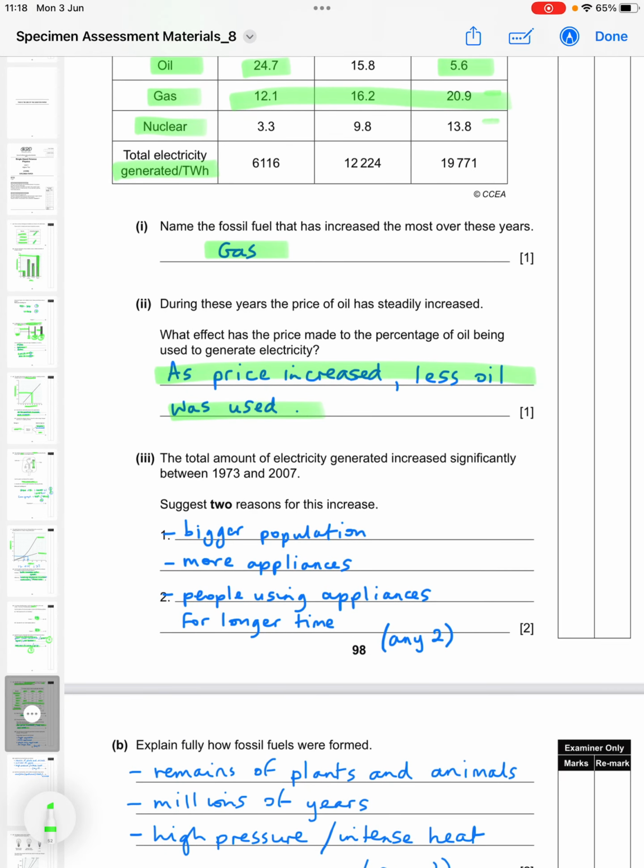And it says the total amount of electricity generated significantly increased between 1973 and 2007. You see there it's gone from just about 6,000 terawatt hours to nearly 20,000, which is a huge increase. So any two of these reasons, you could have suggested it was because of a bigger population, or people using more appliances, or people using appliances for a longer time.